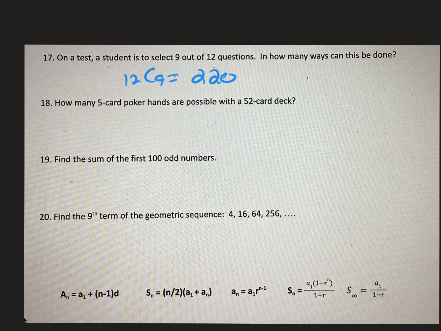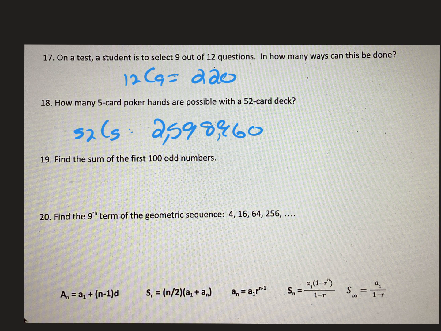How many 5-card poker hands are possible with a 52-card deck? That doesn't matter which order that they deal you the cards in. Answer is no, order does not matter. So it's a C again. So we're going 52C5. I'm getting a big number here, 2,598,960 on my calculator, so over 2 million.